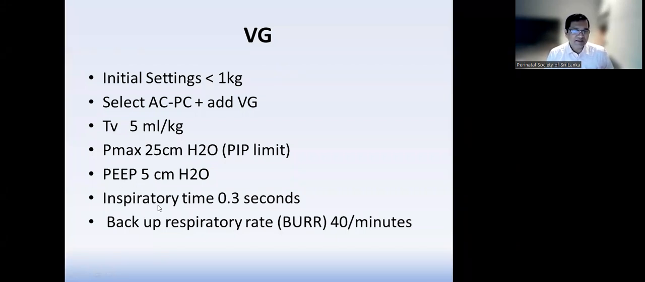And PIP you can set about 5 centimeter water. Inspiration time standard 0.3 seconds. And backup rate, always you have to put a backup rate about 40 per minute. And this is the initial settings for a baby with less than 1 kilo.